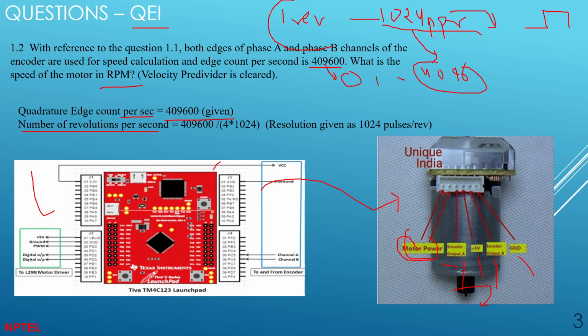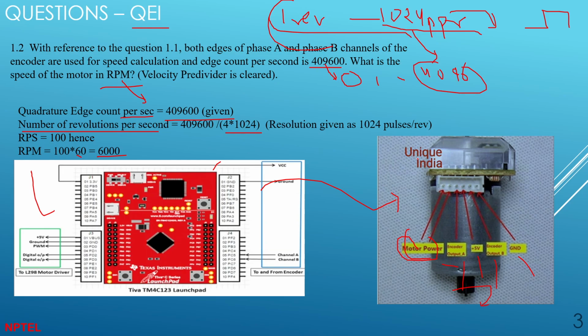So how much it is giving in one revolution, which is 4096 multiplied by 4. You divide it, and you will get something like 100 RPS, which is revolutions per second. But we want to write it in RPM, that's why we multiplied by 60. So in this manner, you can calculate the RPM of a motor which is running.